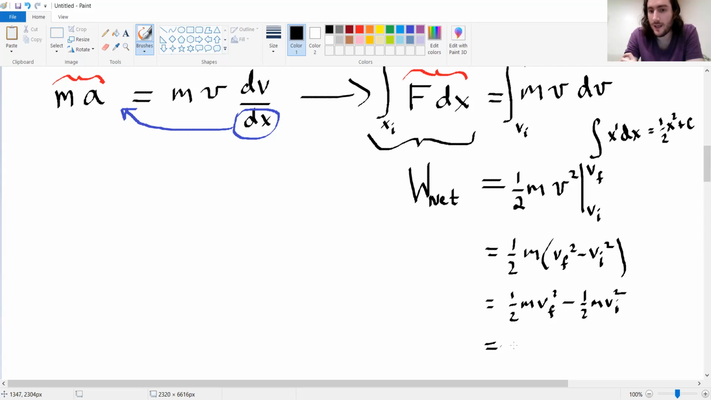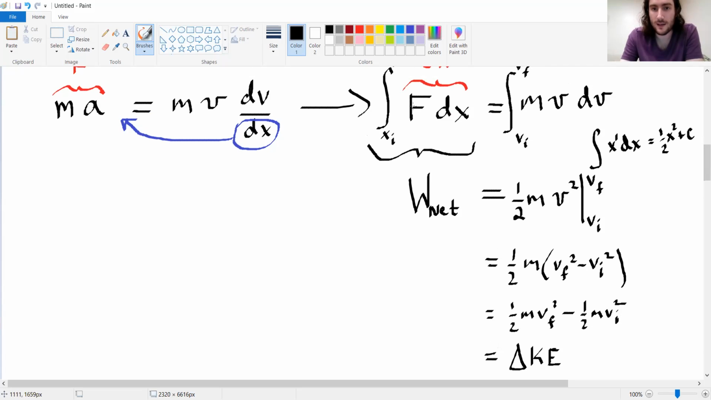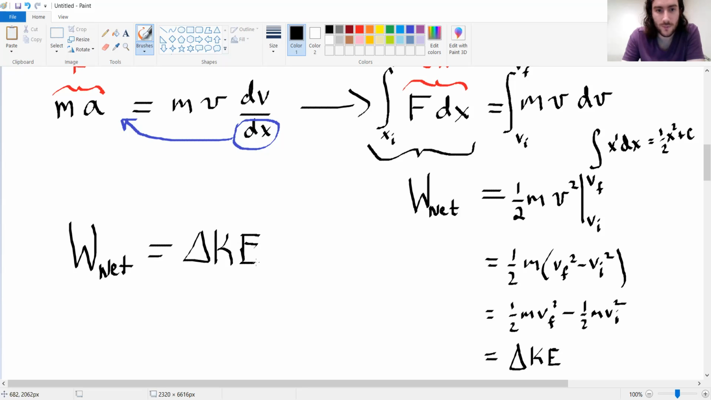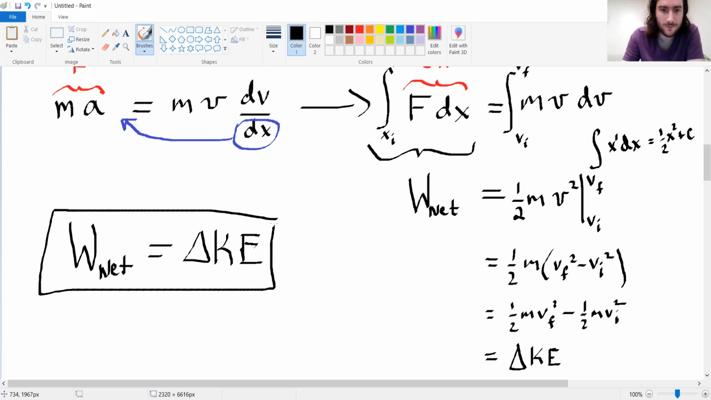Which by definition, again, if we define the kinetic energy as 1/2 mv squared, then this is the change in kinetic energy. And so I've proven now that it is not necessarily a fact that F has to be constant. So in general, this is a mathematical statement that the net work is always equal to the change in kinetic energy. So that's the proof of the work energy theorem using some calculus.